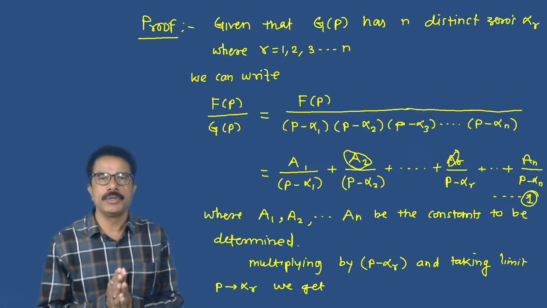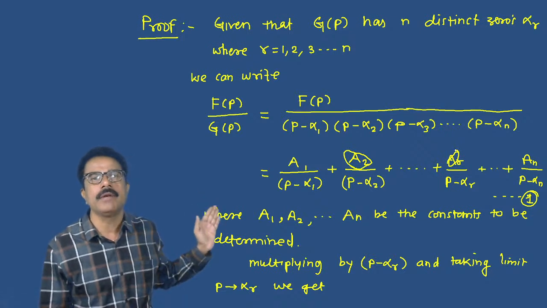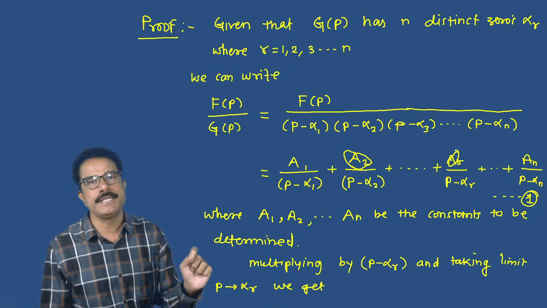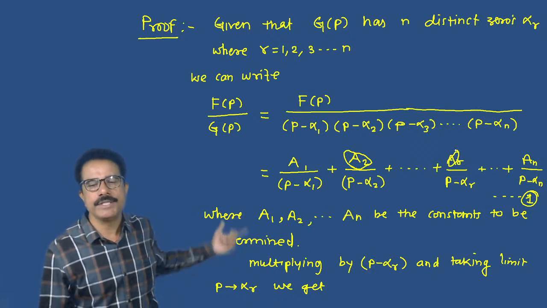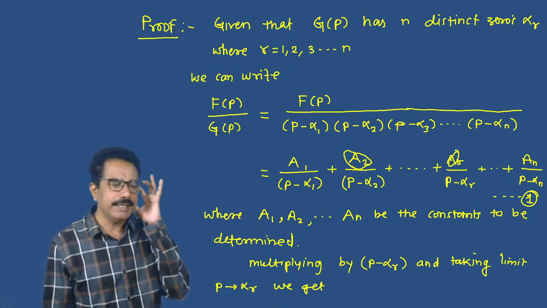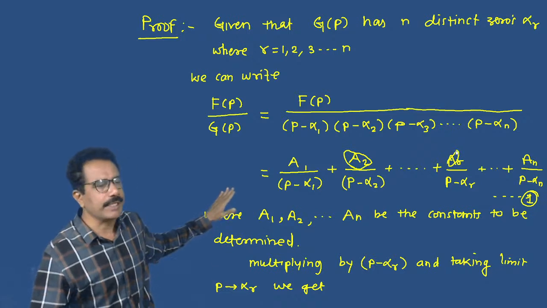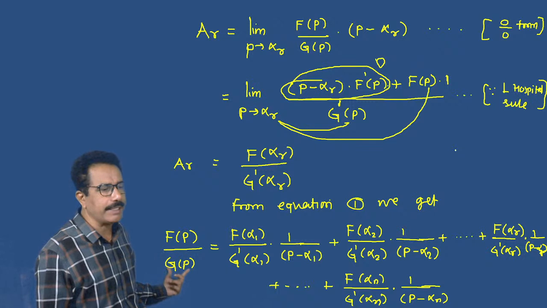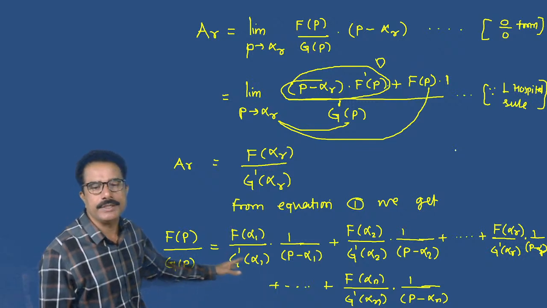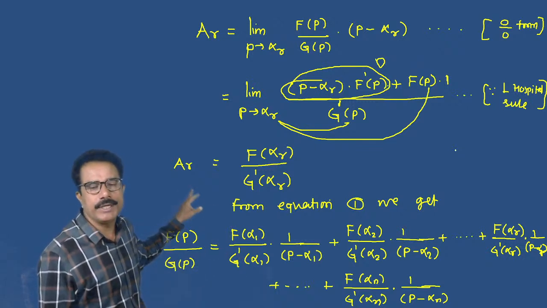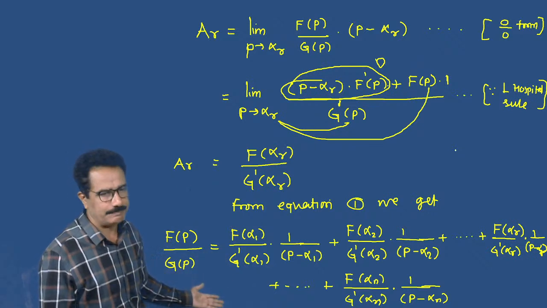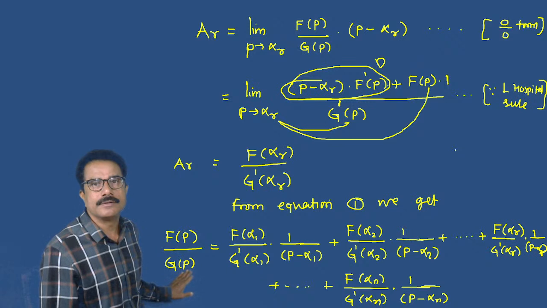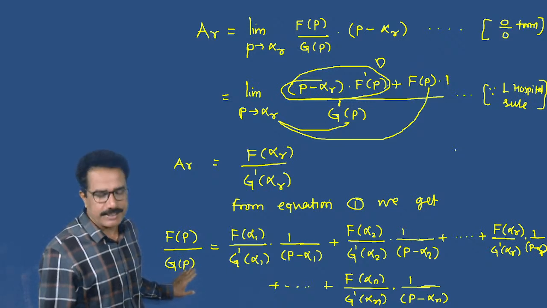So we have to put the value of AR according to our calculation, capital F of alpha R divided by G dash of alpha R, keeping 1 upon p minus alpha R. In this way, by putting A1, A2, A3 in equation 1, we get capital F of p divided by capital G of p. So again now we have to take the inverse Laplace transform.